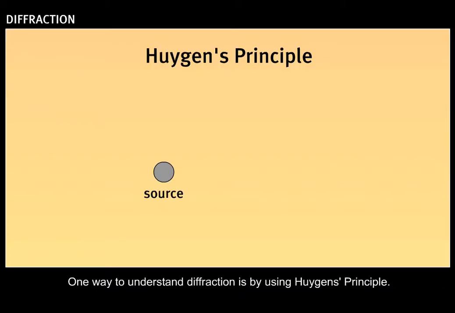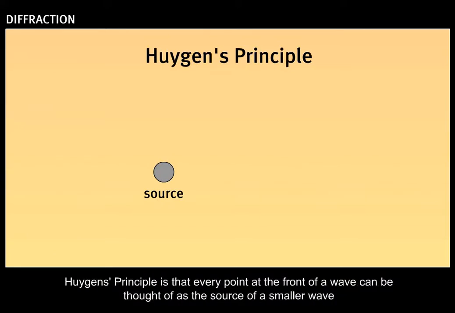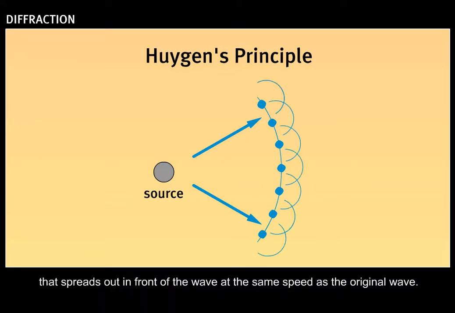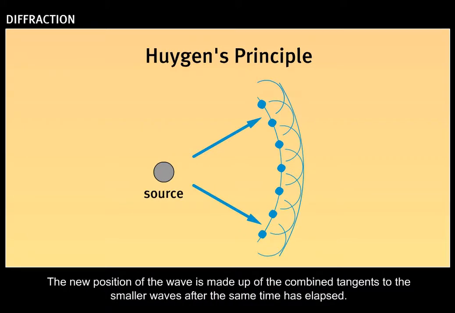One way to understand diffraction is by using Huygens' Principle. Huygens' Principle is that every point at the front of a wave can be thought of as the source of a smaller wave that spreads out in front of the wave at the same speed as the original wave. The new position of the wave is made up of the combined tangents to the smaller waves after the same time has elapsed.